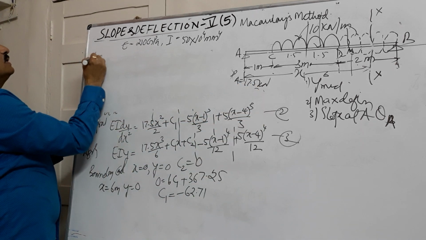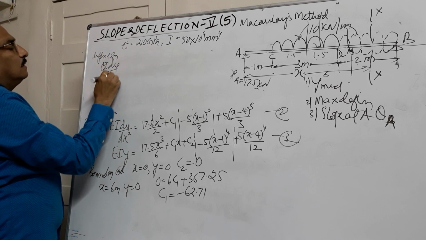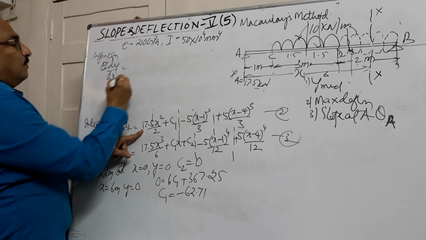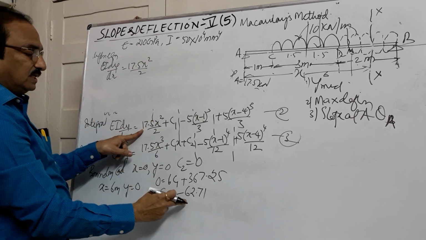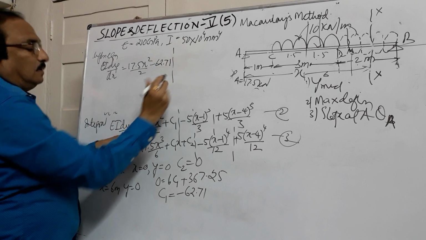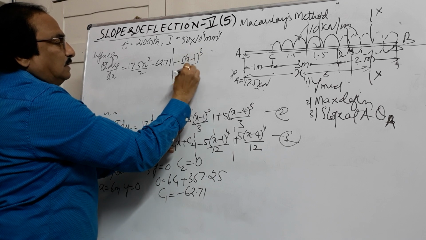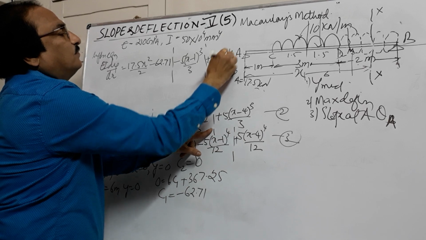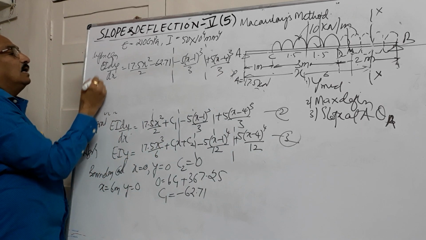So the slope equation will be EI dy by dx is equal to 17.5 x square by 2, C1 is there, minus 62.71, minus 5 into (x minus 1) raised to 3 by 3, plus 5 into (x minus 4) raised to 3 divided by 3. This is the slope equation.